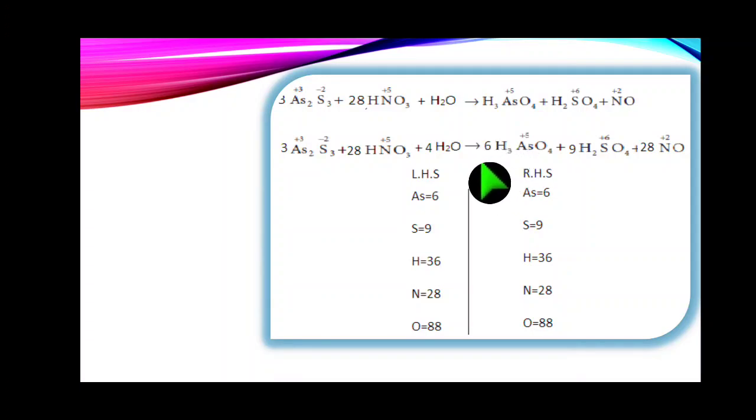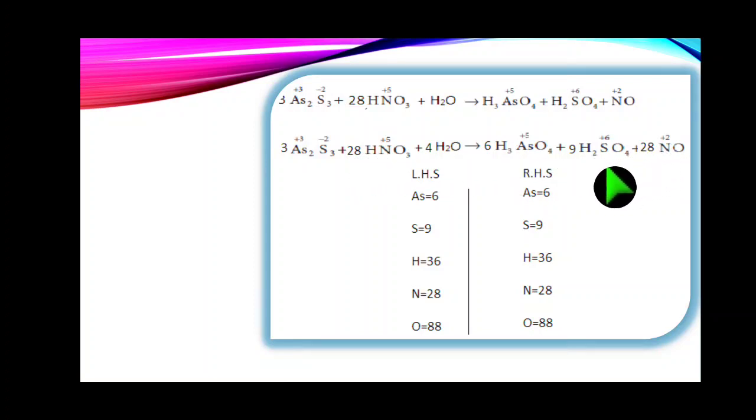Then next, sulfur. Sulfur: 3 As2S3, so 3 × 3, 9 sulfur. So on the right side you write 9 H2SO4. So sulfur is balanced, arsenic is balanced. The remaining is nitrogen. Nitrogen here is 28, after cross multiplication 28 came. So the right side also 28.